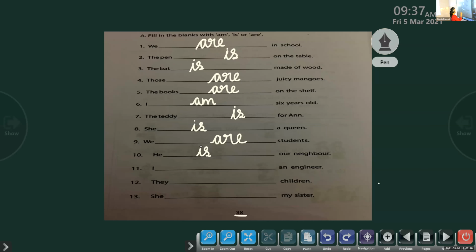Now, number 11. I am an engineer. They means more than 2, right? We use they when we speak about more than 2 of the other people, other than us. They are children. And she is one person, only one. She is my sister. Okay? Now, are you clear about the usage of am, is and are? Yes. Very good.